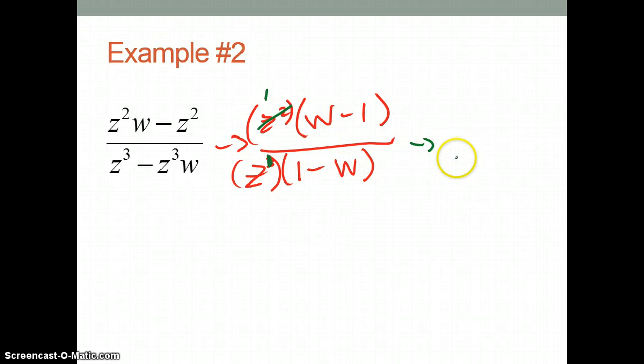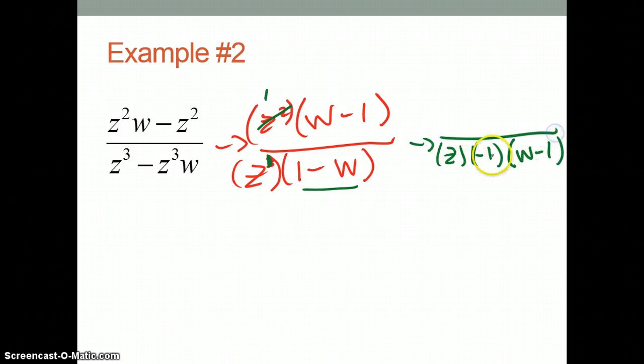What we want to do is pull out a negative 1. So the z is still on the bottom. I'm going to factor out a negative 1 from this portion. When I do, I end up with w minus 1. And you'll see if I factored that back in, this would become negative w, this would become plus 1, which is the exact same as this bottom. I still have w minus 1 on the top.